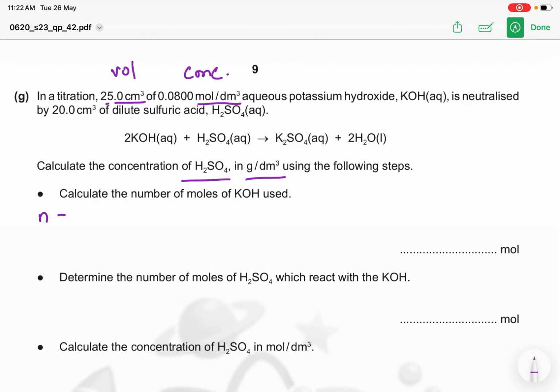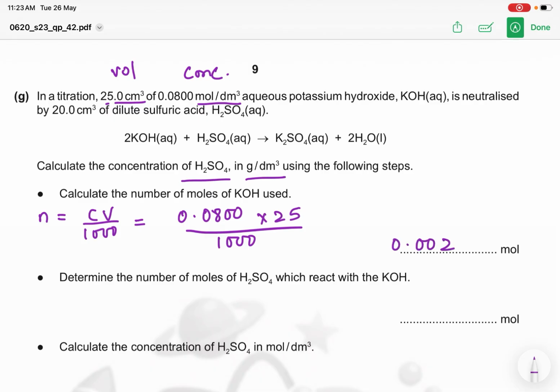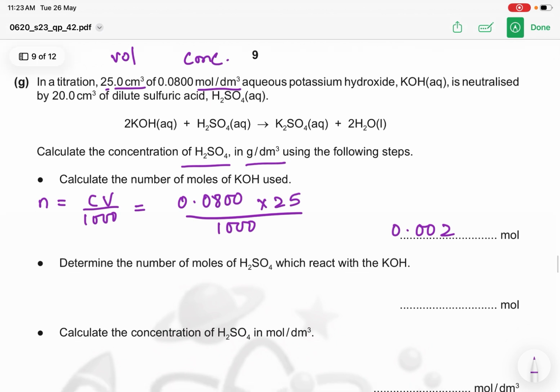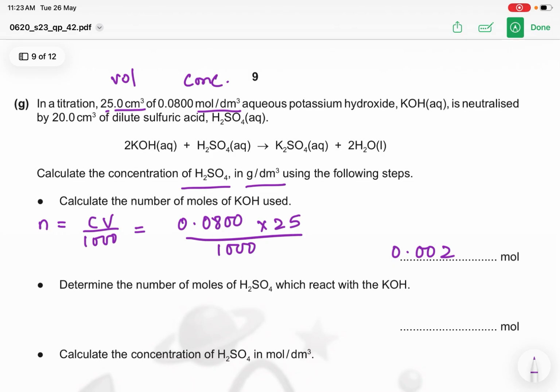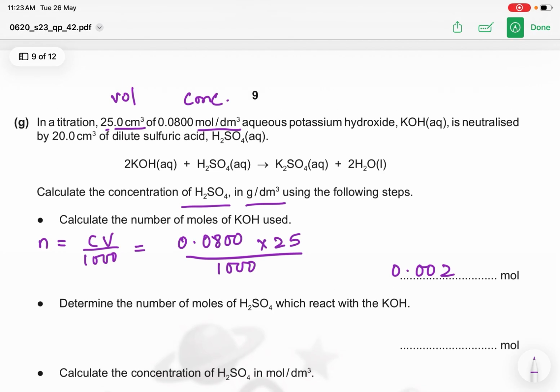So we'll use n equals C into V upon 1000. So we'll write 0.0800 into 25 upon 1000, which will give us 0.002 or 2 into 10 raised to minus 3. Determine the number of moles of sulfuric acid which react with KOH. Now here they have only given us volume of sulfuric acid. They have not given us anything else.